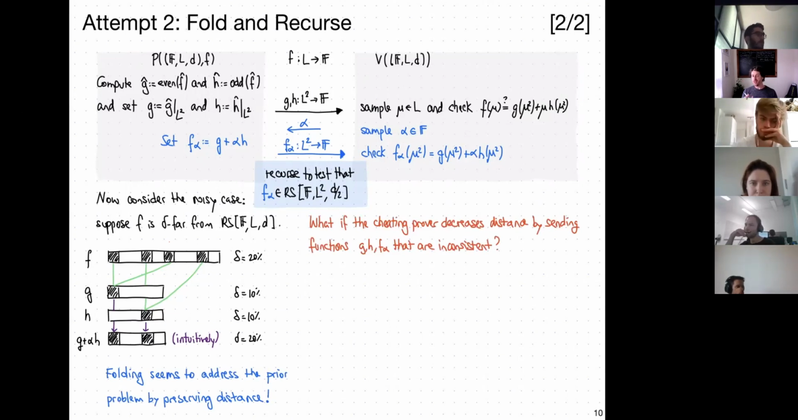And there is still a question to be asked: what happens if the cheating prover decreases the distance by sending functions that are inconsistent, right? Maybe instead of following the protocol, at some point it sends you some completely low degree function, but one which has absolutely nothing to do with the other functions we discussed. We started with this f, and then we fold, and then it sends us some low degree function which has nothing to do with it. Then can anyone tell me why this wouldn't be a problem?